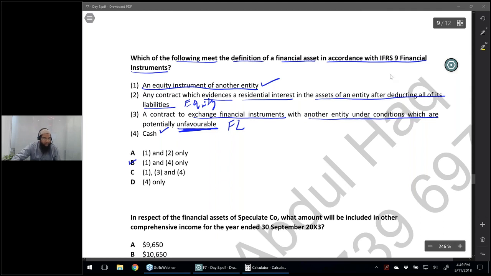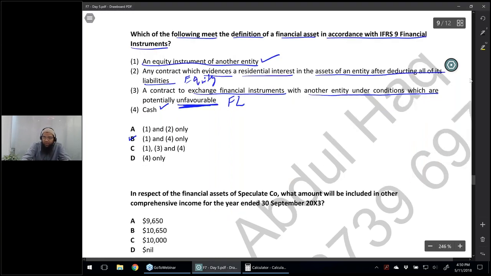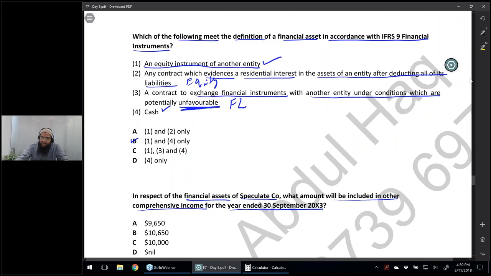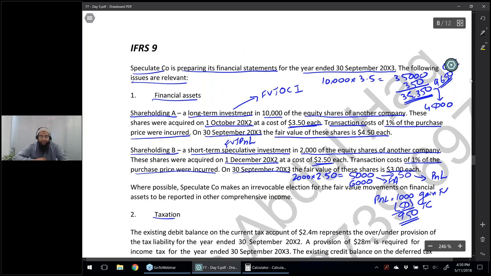Okay, so let's continue now. Now the next question is that in respect of the financial asset of Speculate company, what amount will be included in other comprehensive income for the year ended 30th September 2023? So what amount will be included in other comprehensive income? I think we have already calculated that. The amount to be shown in other comprehensive income is 9,650 that we had calculated earlier. So your answer to this question is going to be A. This is the right answer of this question.